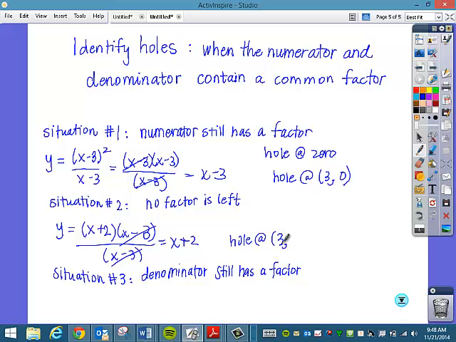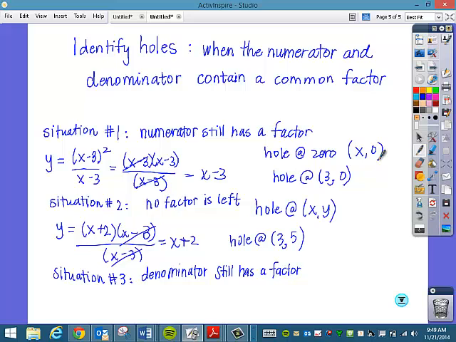The way that you figure out what the y value is: you take your x value 3 and plug it into what's left over. So 3 plus 2 is 5. So your hole is at (x, y), as opposed to (x, 0) when the numerator has a factor.